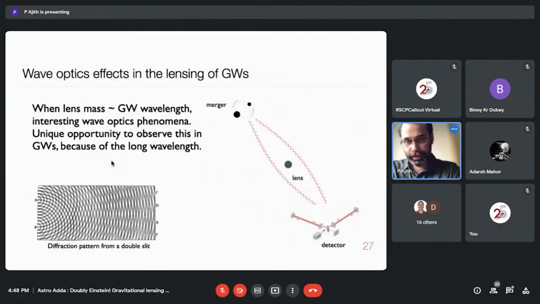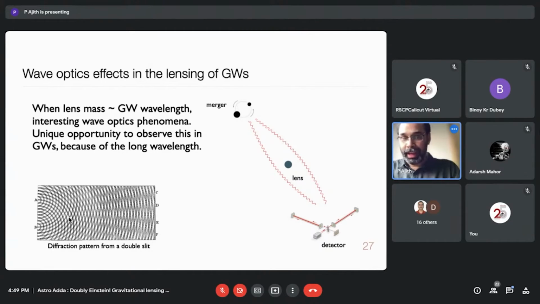And unlike in the case of the lensing observations of light, observations of lensed gravitational waves can potentially probe new regimes of lensing. And this one is called the wave optics effects. So here you can see an example of this, the very familiar double slit diffraction pattern. If you have two waves coming from two different slits, basically they would interfere and produce interference and diffraction patterns. These are due to the wave nature of the light.